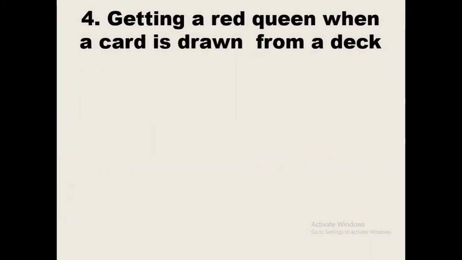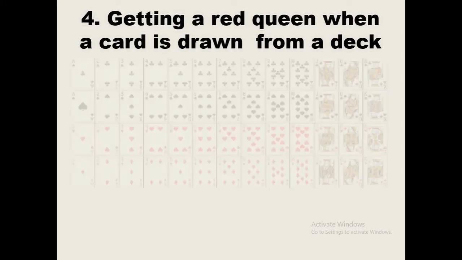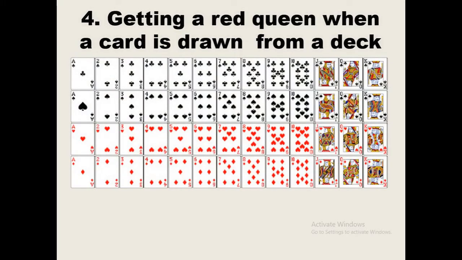Number 4. Getting a red queen when a card is drawn from a deck. There are 52 cards again in a deck. We are going to find the red queen. The red queens come only from hearts and diamonds. So that would be 2 out of 52 or 1 over 26.